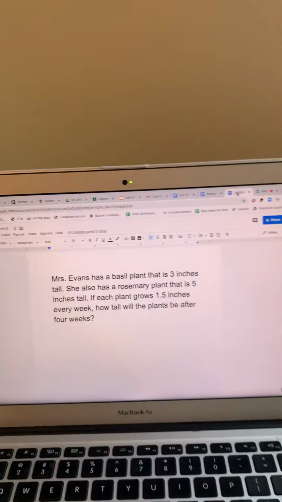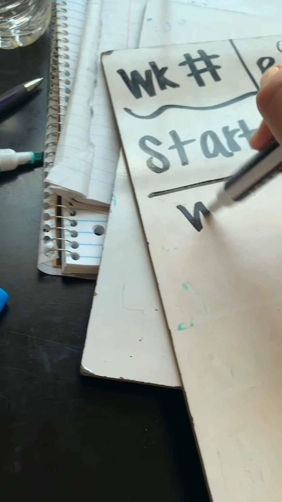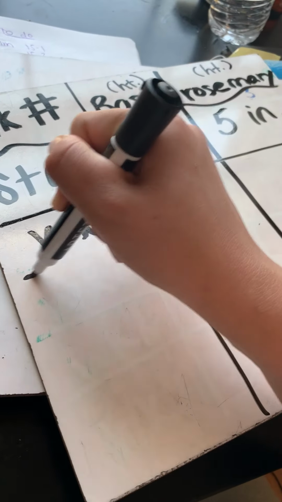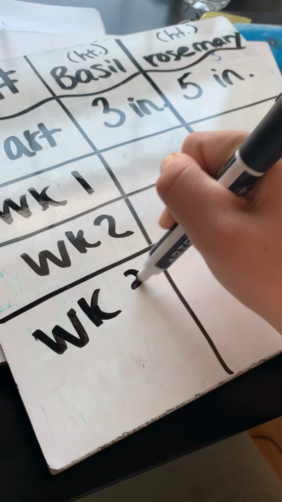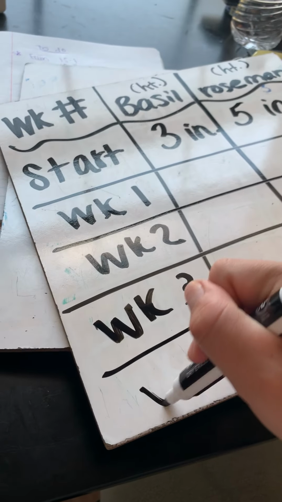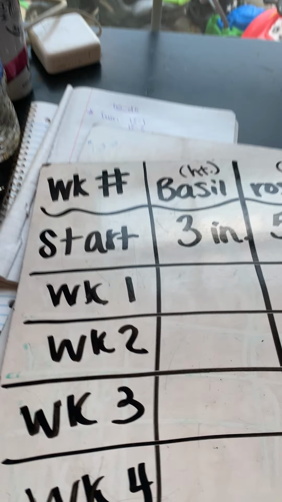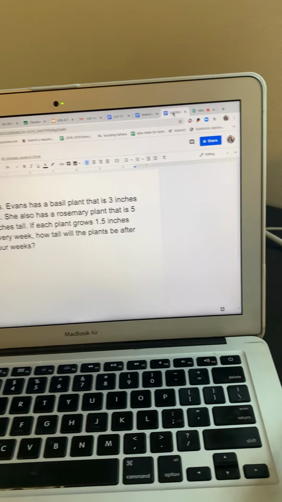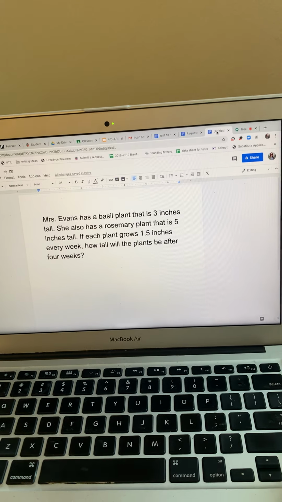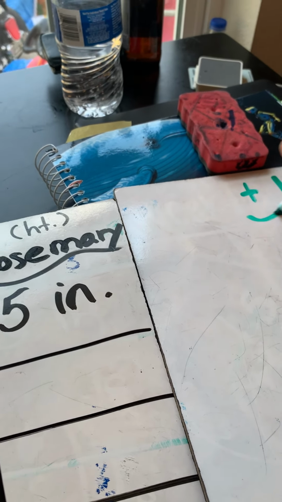And then we're tracking it for 4 weeks. So we have week 1, week 2, week 3, and week 4. Okay, and how much is it growing each week? That's right, you're adding 1.5 inches per week.